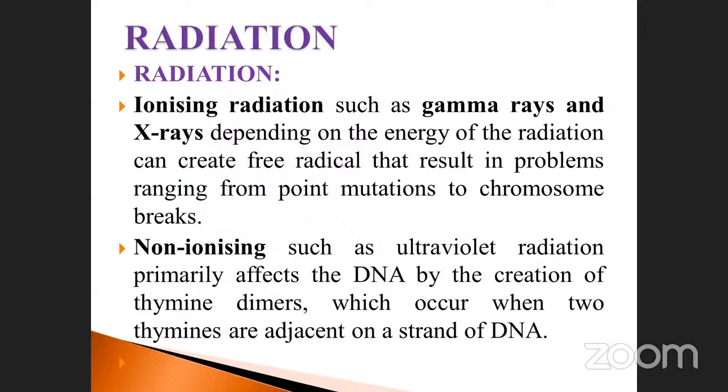Non-ionizing is another one, opposite to ionizing radiation. Ultraviolet radiation primarily affects the DNA. Already you know ultraviolet is maximum. It splits many chemical components. Take an example: the ozone layer, O3, is also split into O2 plus O.